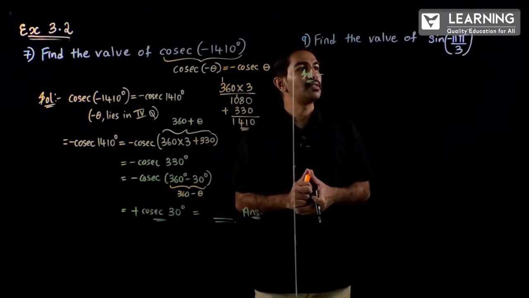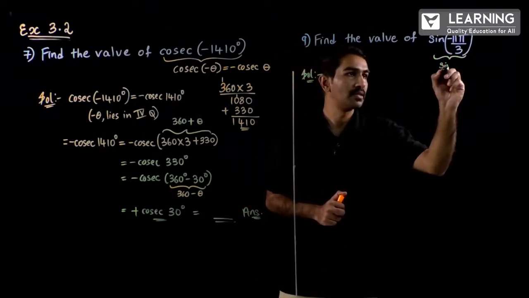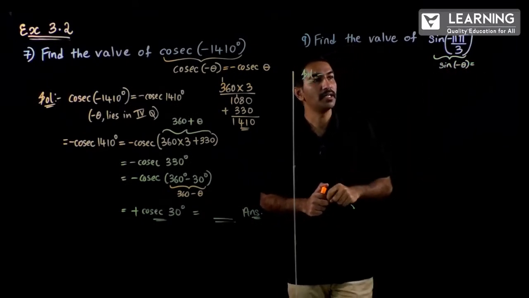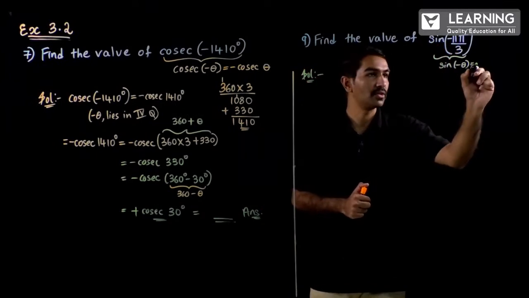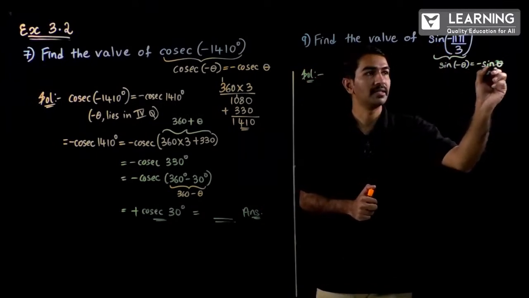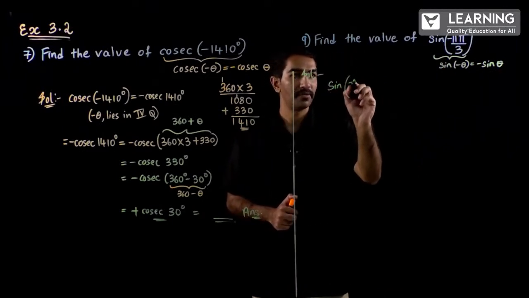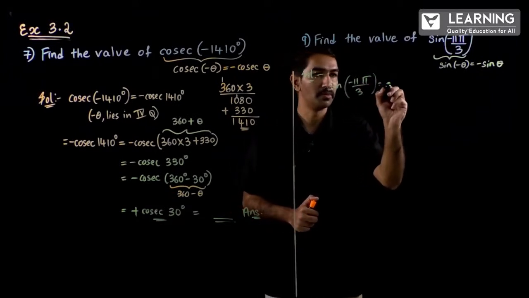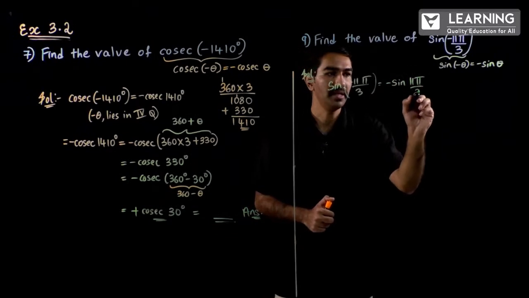Find the value of sine. So this is in which form first of all? Sine of minus theta, correct? Minus theta lies in which quadrant? Fourth quadrant. What is sine in the fourth quadrant? Sine is negative, so it will become minus sine theta, correct? So this will be your very first step. Sine of minus 11 pi by 3 is equal to minus sine 11 pi by 3.